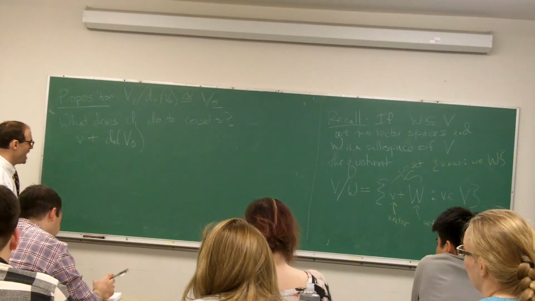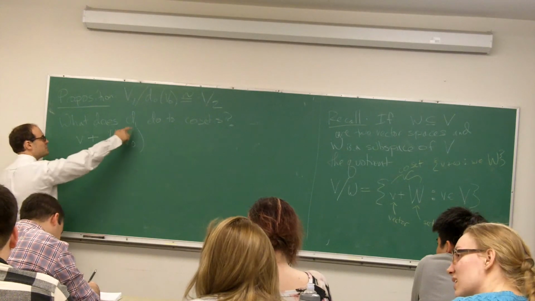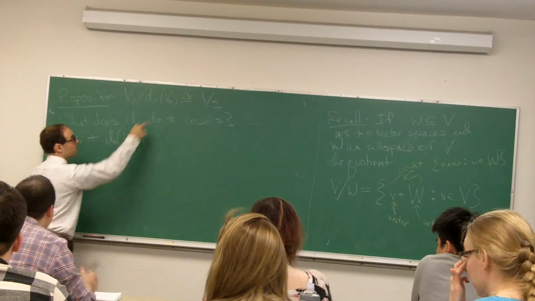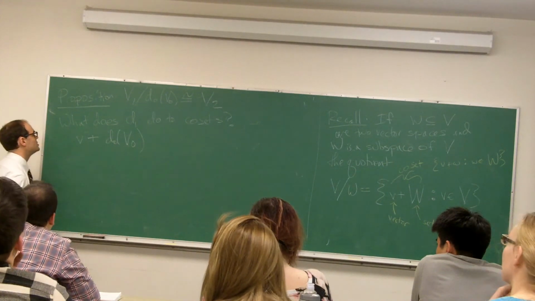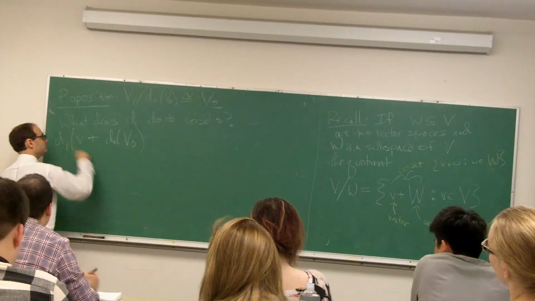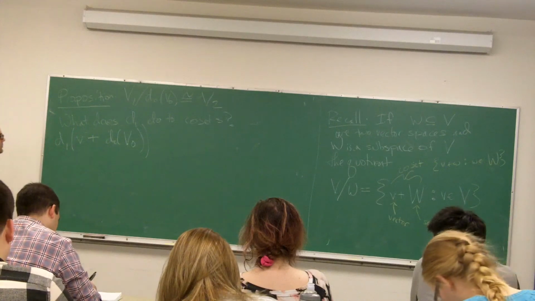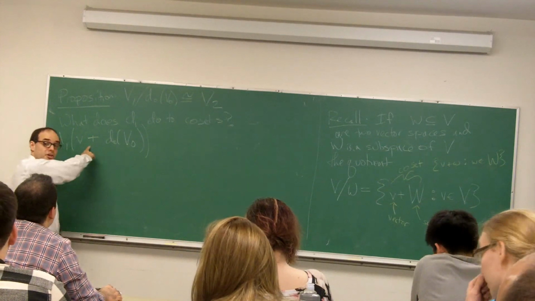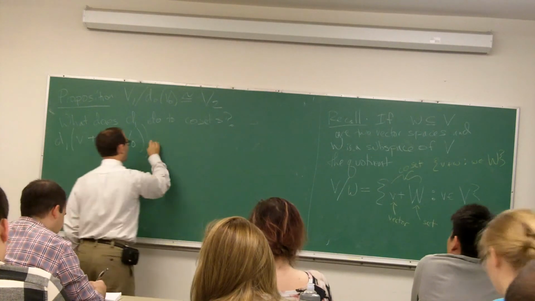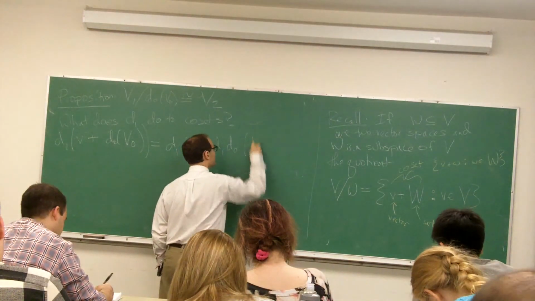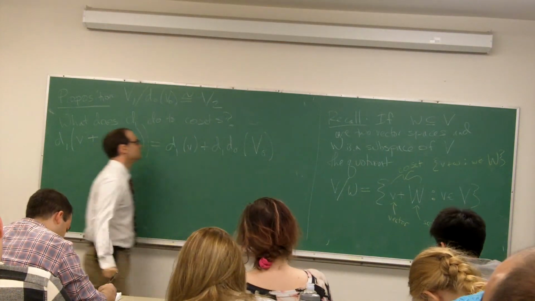In fact, it's bad. Anyway, so what does D1 do to this sort of vector? This is a set. There it is, a set. What does D1 do to that? Oh, well, let's find out. Let's just apply D1 to it. It's linear, right? So D1 of V plus D1 of D0 V0.